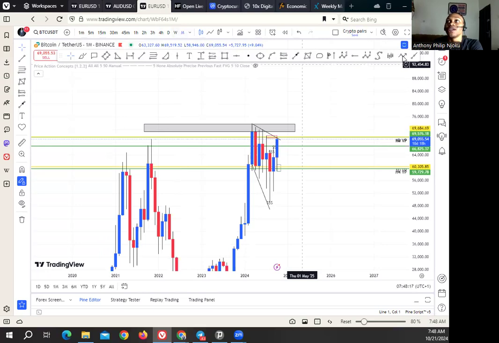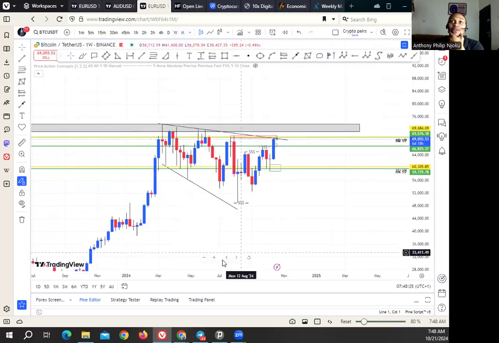So on the monthly time frame, what do we see? The market has been what? Bullish. So you know what we're looking for. Then on the weekly time frame, we look for chart patterns.